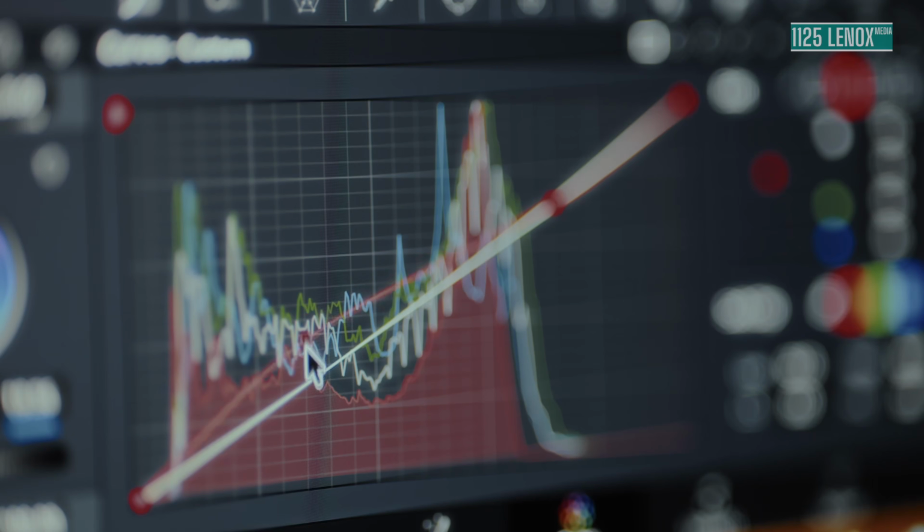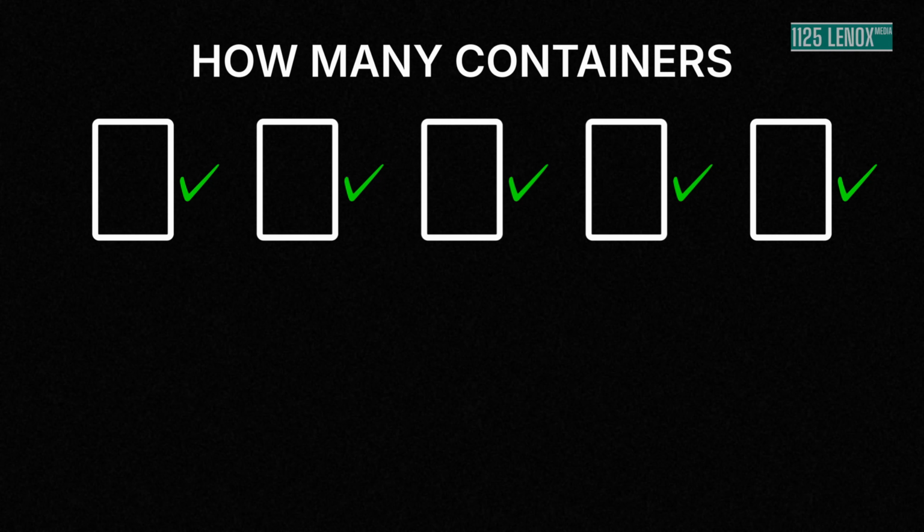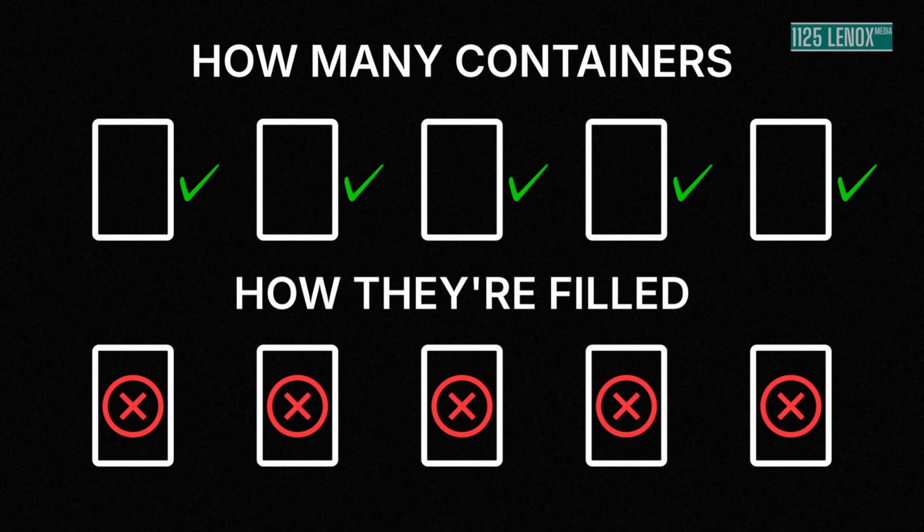More bits can mean smoother gradients, better shadow detail, more room to push and pull your image in the grade. But, and it's a big but, here's what the spec sheet leaves out when it just gives you a bit depth number without the other piece of information. All of those bit numbers are not equal. A bit depth number tells you how many containers you have. It does not tell you how those containers are filled.